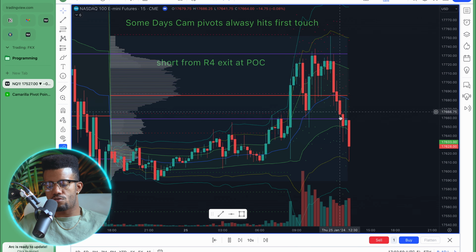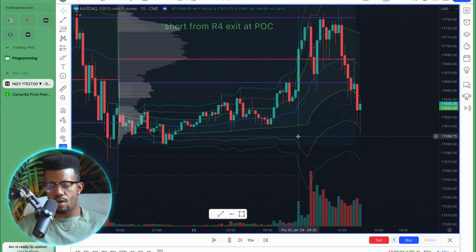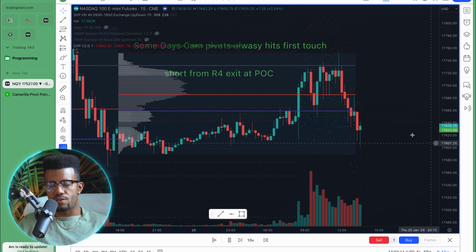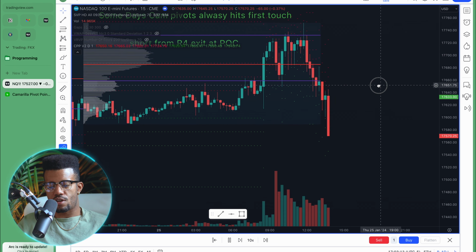So it came down to this VWAP band, bounced there. Was there any confluence with a cam pivot? Not sure there. Let me actually get rid of, we don't need VWAP. This indicator is going crazy now on the replay.